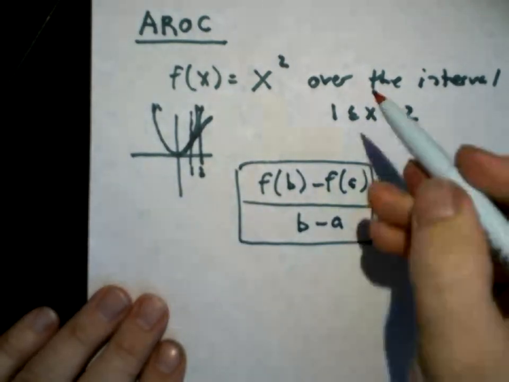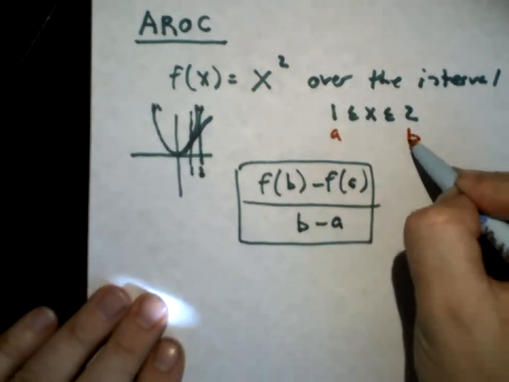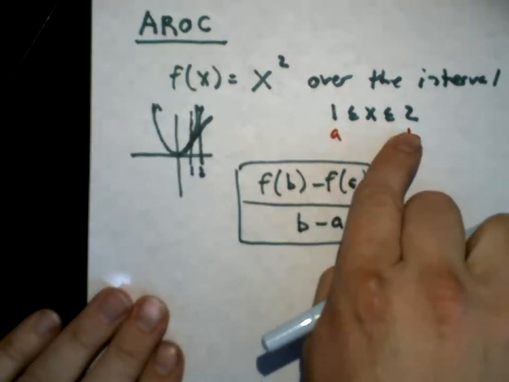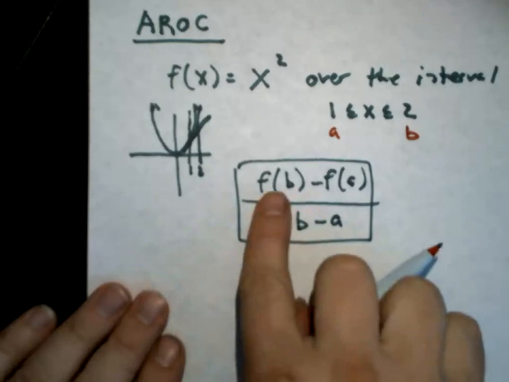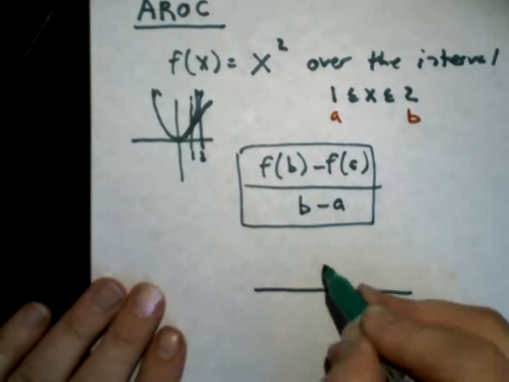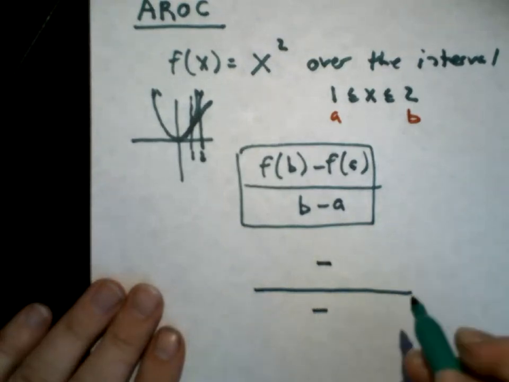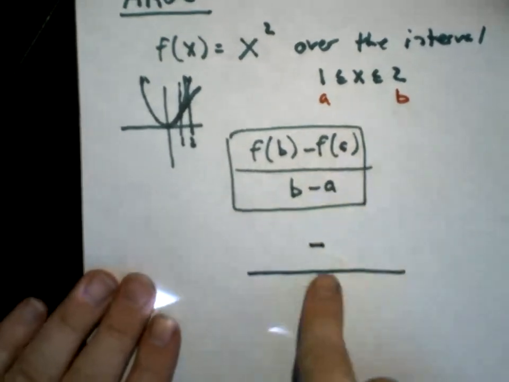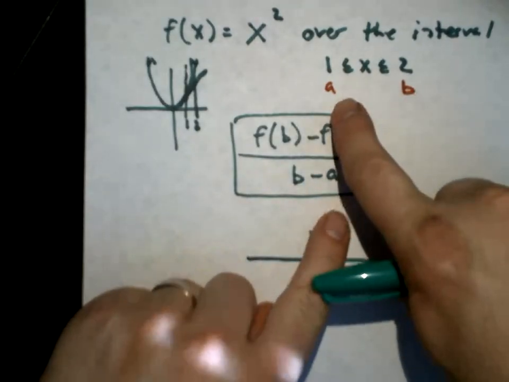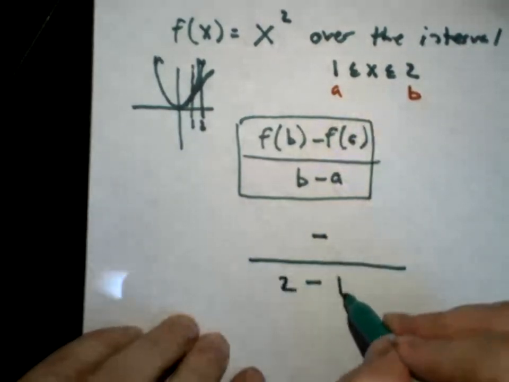Now, I don't know if you remember what to do here, but let's call this A and B, because technically that's the first and that's the second, if you think about it. So let's use those in the equation. There's always going to be a minus sign, always a minus sign. On the bottom, B minus A, 2 minus 1.